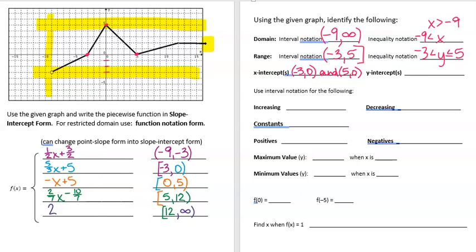For the y-intercept, I'm going to travel along the y-axis, and when the graph crosses the y-axis, that's my y-intercept. So it stops right here. That point is 0, 5.